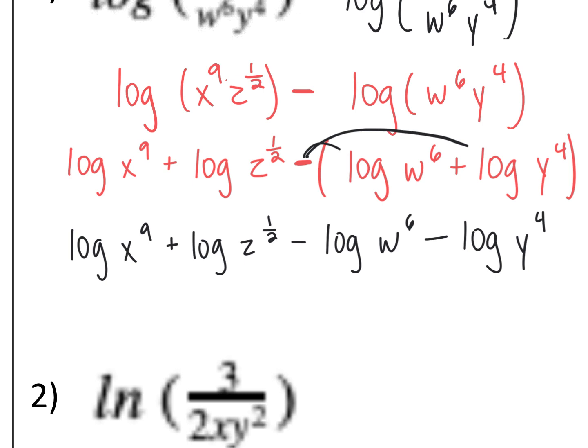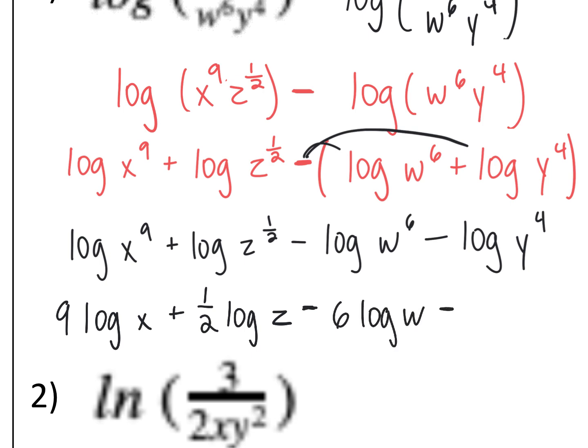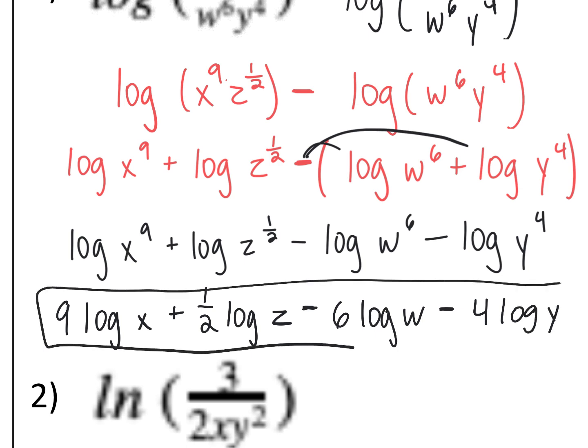So this first piece becomes just 9 log x plus what? 1/2 log z minus 6 log w minus, and that is my answer, folks. Voila.